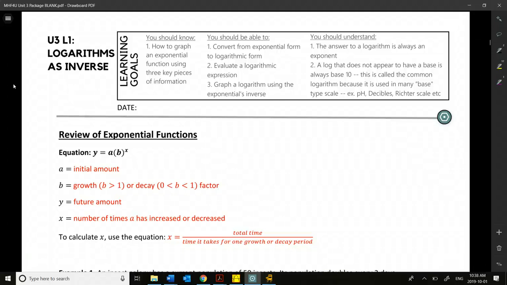All right, guys, so I'm going to introduce to you our new unit today. We're looking at logarithms as the inverse of an exponential function. So back in grade 11, we learned about exponential functions. If you think back, we did exponential growth, exponential decay, things like half-life, doubling, and all of that kind of stuff.